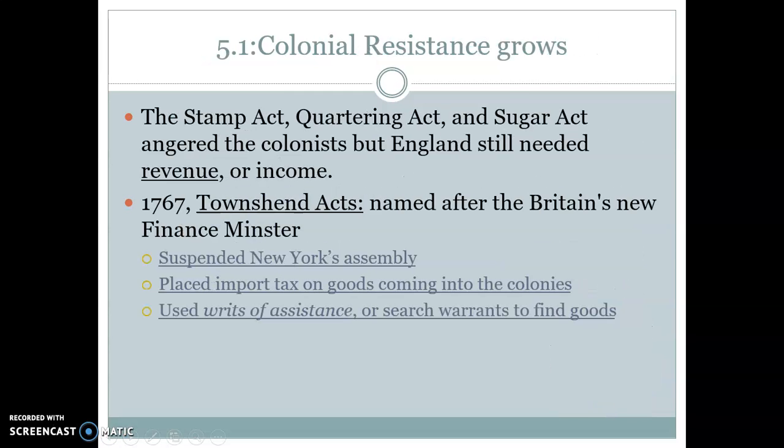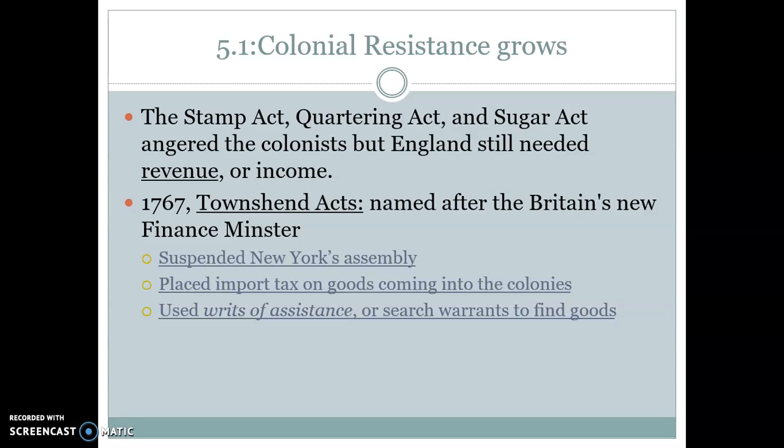So of course, these British colonists are all kind of mad. But England still needs their revenue or income to help try to pay for this war. So in 1767, the Townshend Acts were passed, and they did three major things.